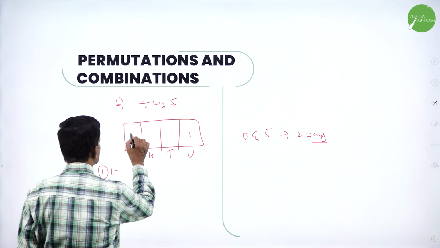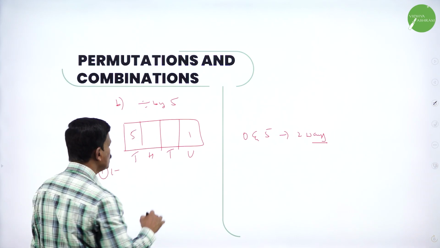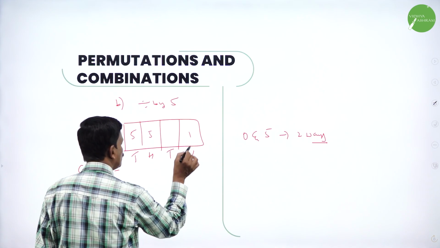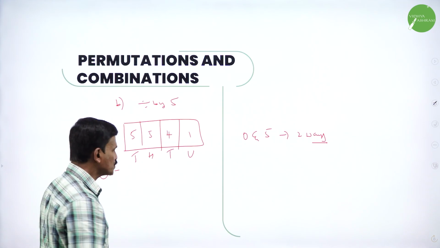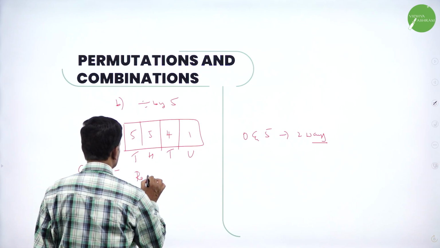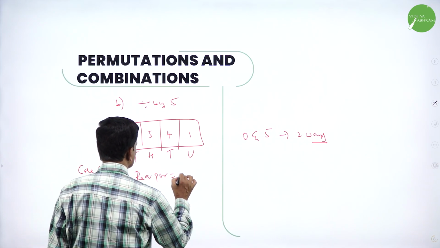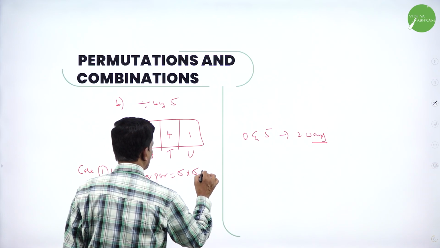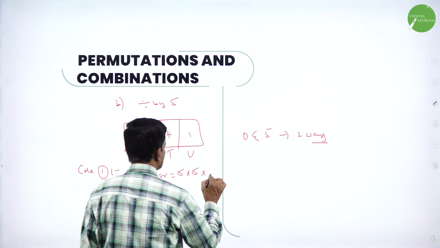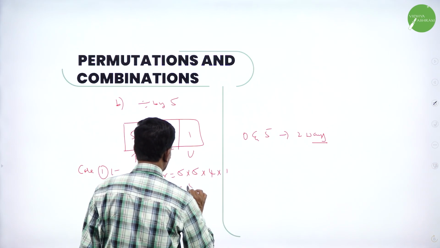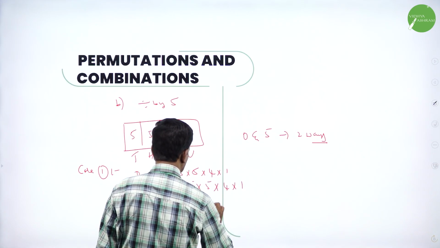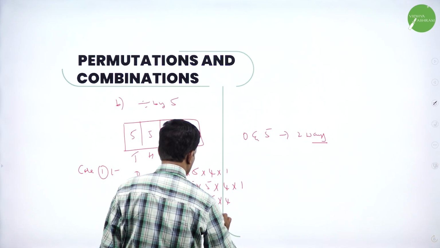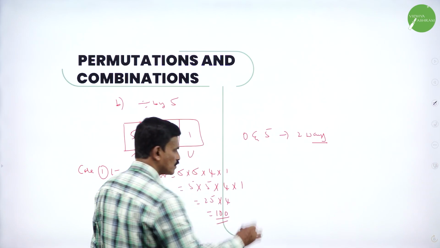So therefore, this 1000 place can be filled by 5 and the remaining 100 place can be filled by 5 and the 10 place by 4. So therefore, the required permutation is equal to 5 into 5 into 4 into 1. 5 5s are 25 into 4, that's equal to 100, which is the required answer.